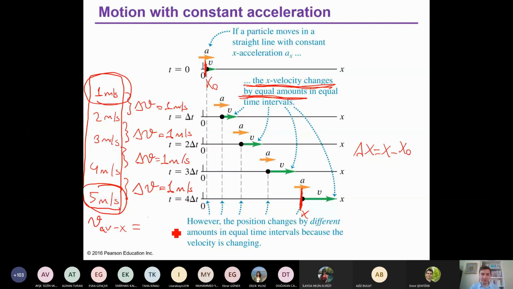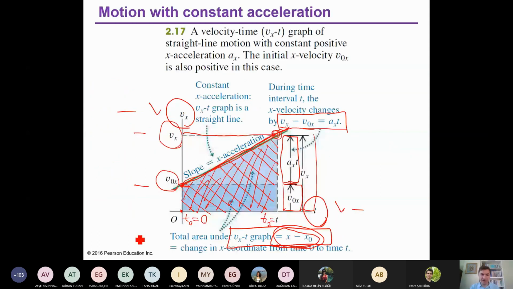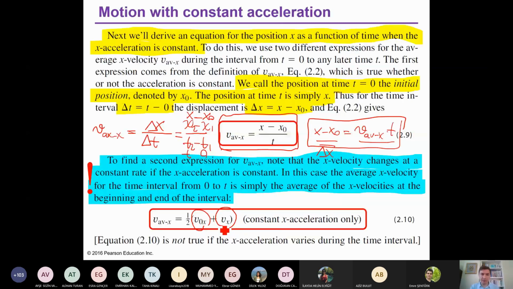Here we are doing this: initial velocity plus final velocity divided by 2. This is only valid for this condition. This just comes from the mathematics. Is it clear for you? Do you have any question here?